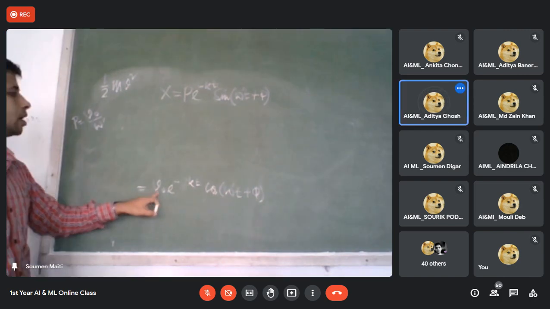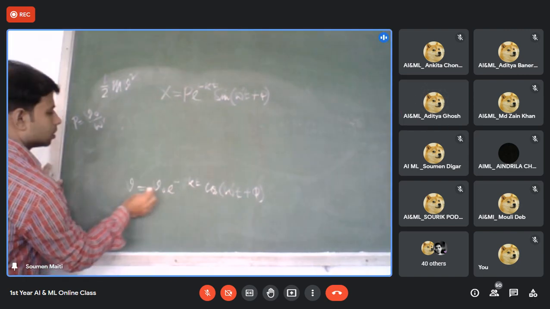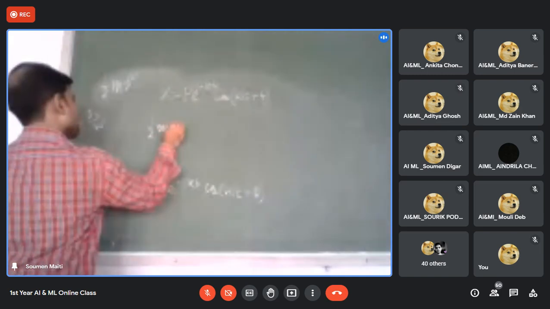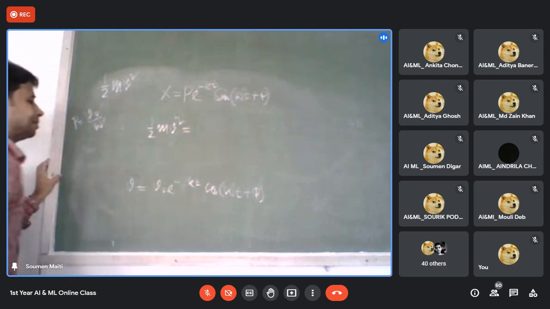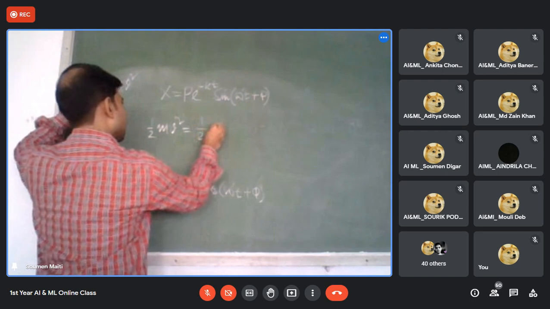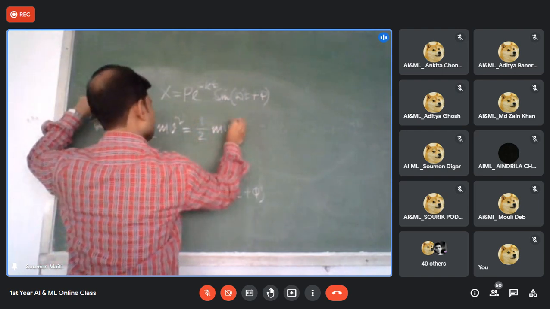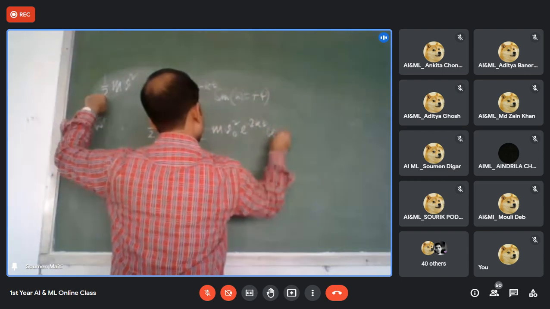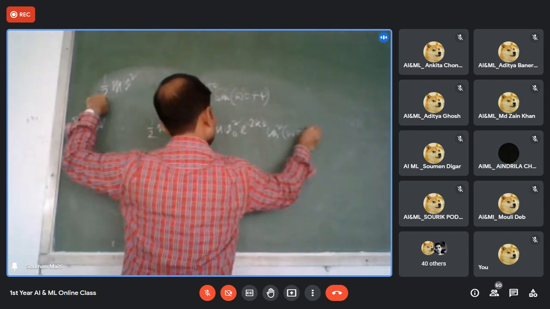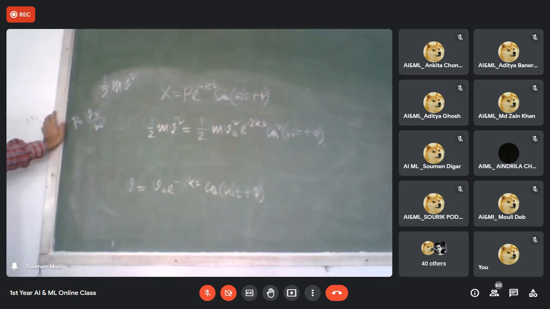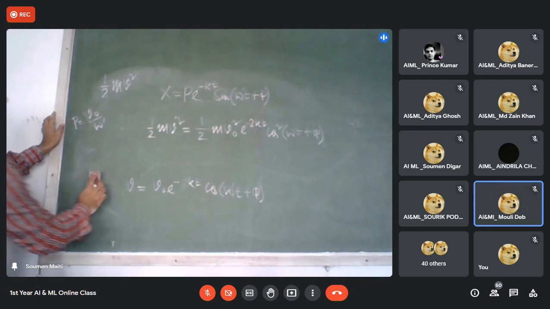So v is nothing but v equal to v naught e to the power minus kt cos(omega prime t plus phi). What is half m v square? Half m v naught square e to the power minus 2kt cos square(omega prime t plus phi). Yes or no? Got it? Okay, so one part is done.